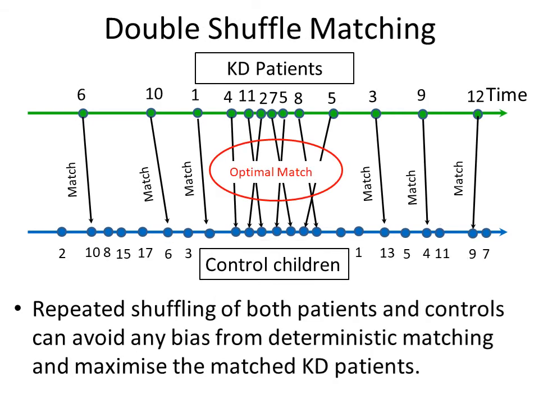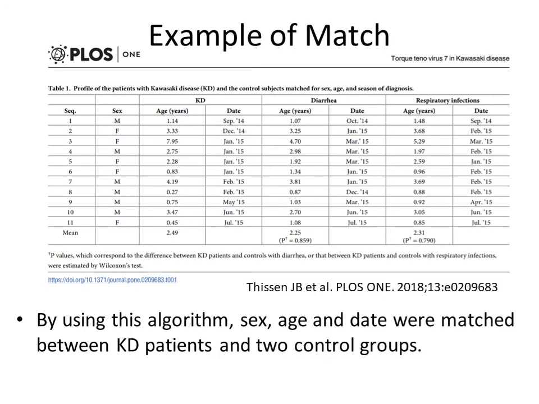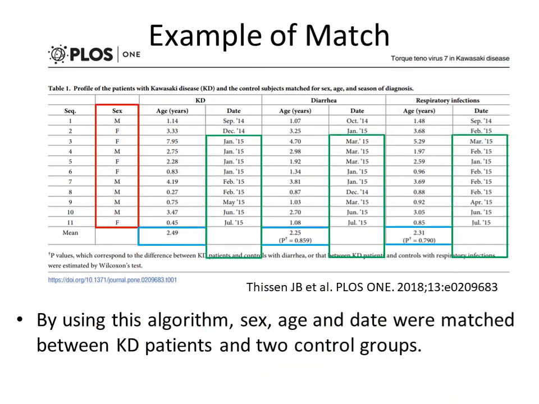Repeated shuffling of both patients and controls can avoid any bias from the deterministic matching and maximize the matched Kawasaki disease patients. By using this double shuffle algorithm, sex, age, and date were matched between Kawasaki disease patients and control groups. Even for the small number of individuals, matching would be very difficult without this algorithm.